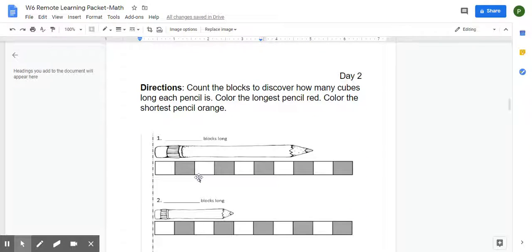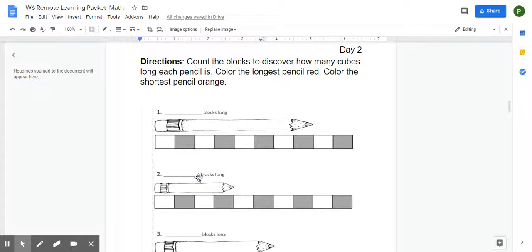Day 2, you're going to be doing the same thing we did last week with our cubes. We're going to be measuring to see how long, and count the cubes to figure out how long each pencil is. However, this time you're going to color the longest pencil red and color the shortest pencil orange. So we're going to do what we did in last week's.